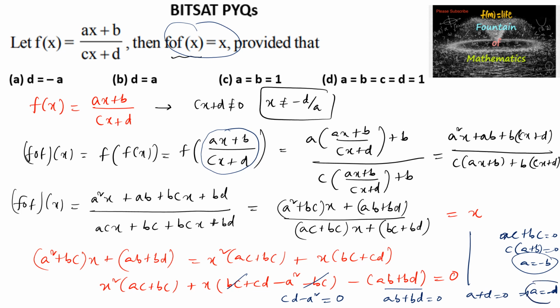So if these conditions are satisfied, we can say that this composite function f circle f of x is x. So among the options, we can say a is equal to negative d, or d is equal to negative a, which is option A. Option A is the right answer.